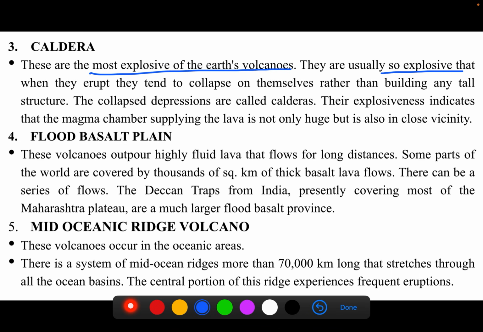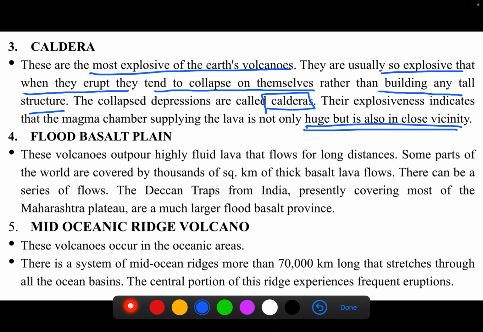They are usually so explosive that when they erupt, they tend to collapse on themselves rather than building any tall structure. The collapsed depressions are called calderas. Their explosiveness indicates that the magma chamber supplying the lava is not only huge, but also in close vicinity. As we have seen in the video, the magma chamber that is supplying the magma is very near to the volcano vent, and that is also very huge.